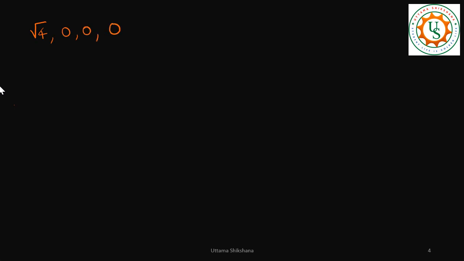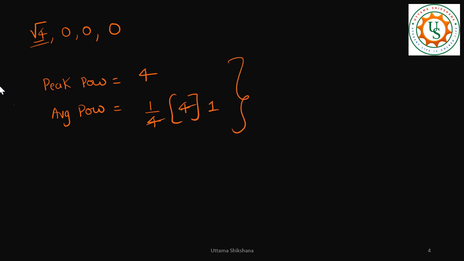Okay, so what is the peak power? Peak power is the square of square root of 4, which is 2. 2 square means 4, right. Okay. Average power is 2 square, 4, divided by 4, which is 1. So what is the 2 square by 4? Number of samples is 4. It's 1. PAPR? PAPR is 4. Yeah, right.